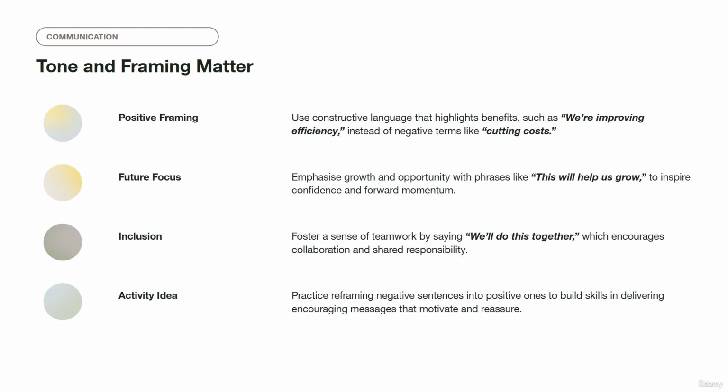Emphasize growth and opportunity with phrases like, this will help us grow, to inspire confidence and forward momentum. Get people looking to the future that they feel that they are part of, and that should help with the buy-in process. Inclusion. Foster a sense of teamwork by saying, we'll do this together, which encourages collaboration and shared responsibility.